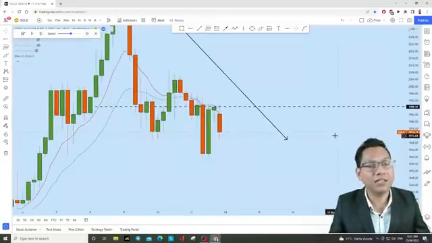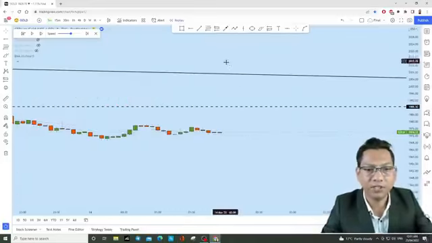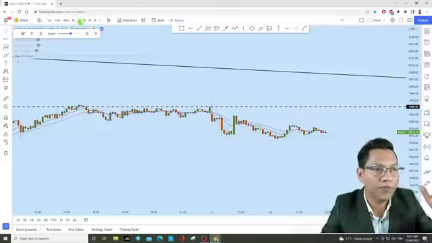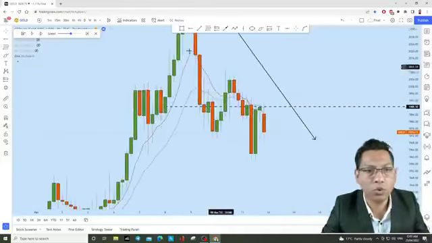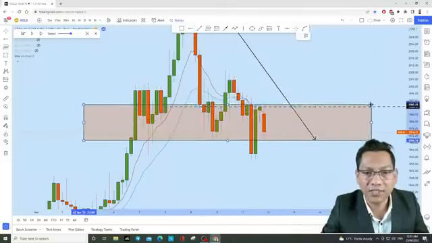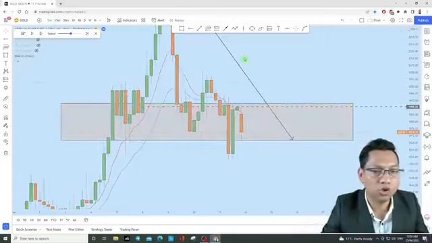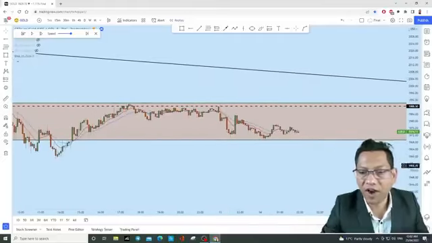So what is next? Jump on to the 5 minutes time frame. Now this is the 5 minutes. Before we go to the 5 minutes, one thing we will do: we'll zone out this candle so that we know the range of this 4-hour candle that we are targeting. So now this is the 5 minutes time frame.